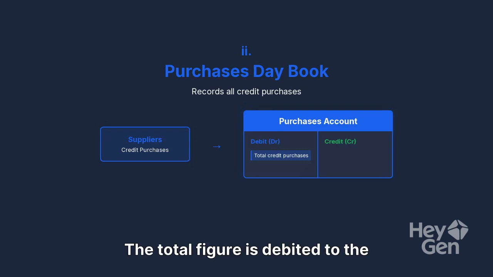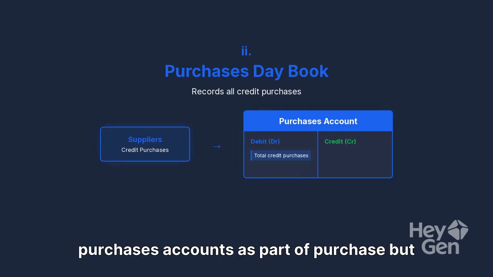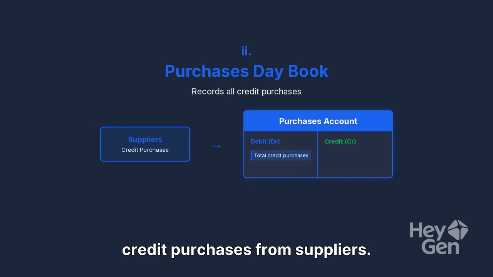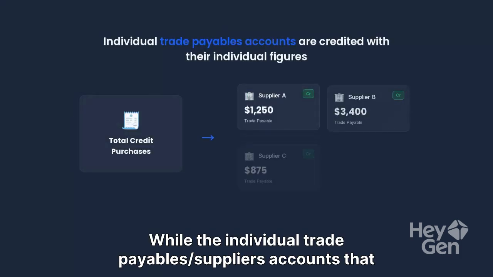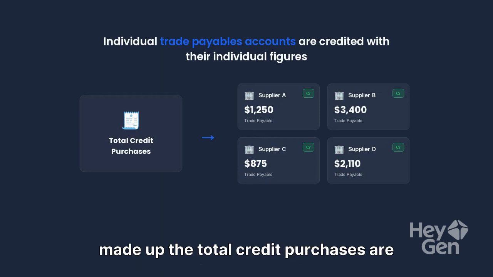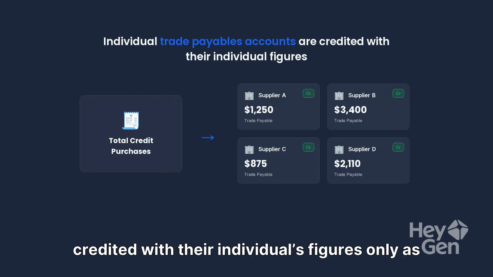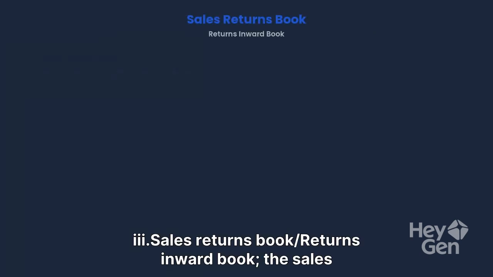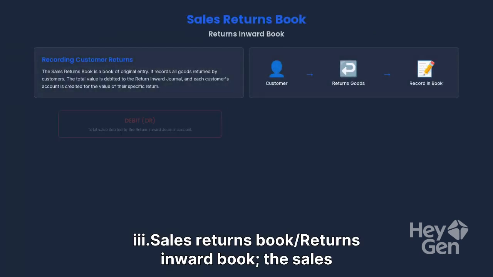The total figure is debited to the purchases accounts as part of purchase, but credit purchases from suppliers, while the individual trade payables/suppliers accounts that made up the total credit purchases are credited with their individuals' figures only as trade payables. 3. Sales Returns Book/Returns Inward Book.